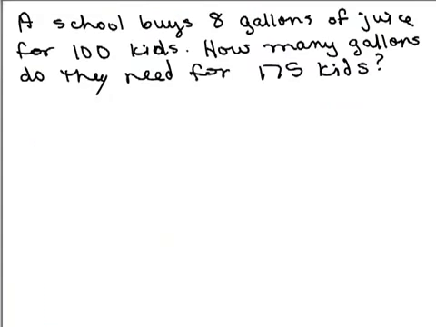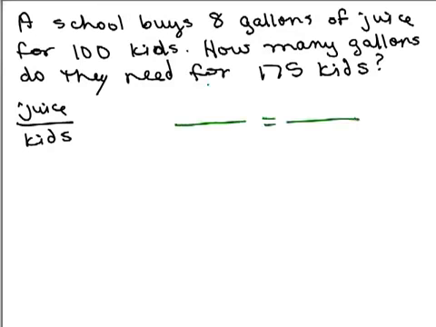All right, see if you could set this one up. A school buys 8 gallons of juice for 100 kids. How many gallons do they need for 175 kids? See if you could write what the ratio looks like, the original fraction, and then write a proportion. Okay, we're talking about gallons of juice and kids, so I'm just going to put juice over kids. You could do it differently. Then we're going to make a proportion.